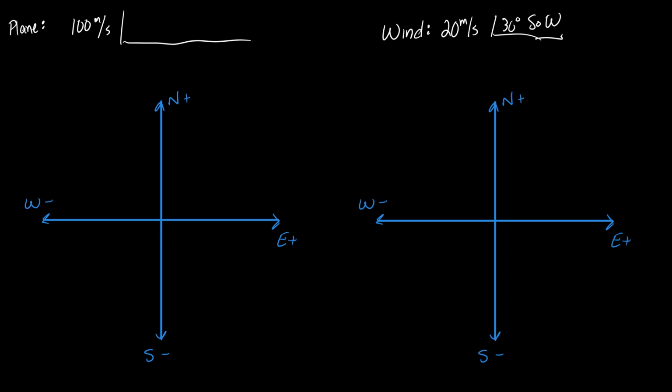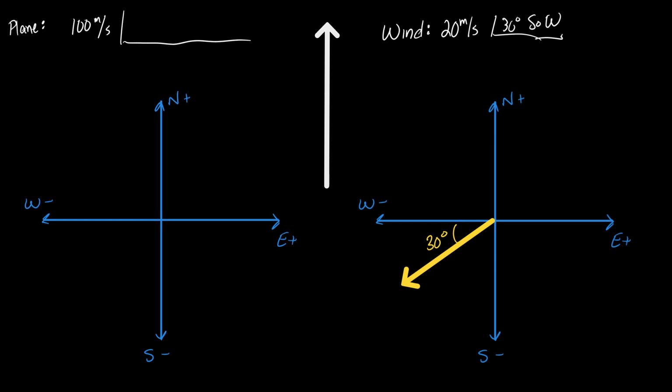It says 20 meters per second, 30 degrees south of west. So I will start at the west and turn towards the south 30 degrees. That all good? Now, at the very end of the problem, my plane needs to go that way. Does everybody understand that part?